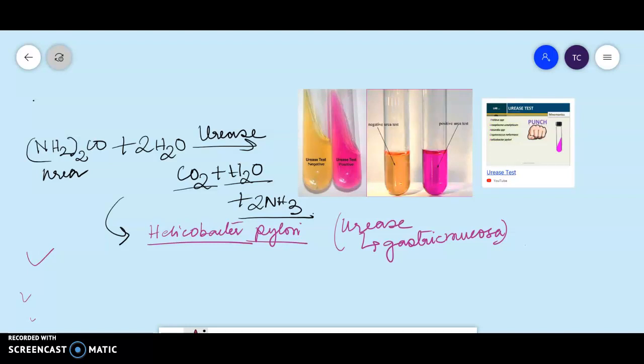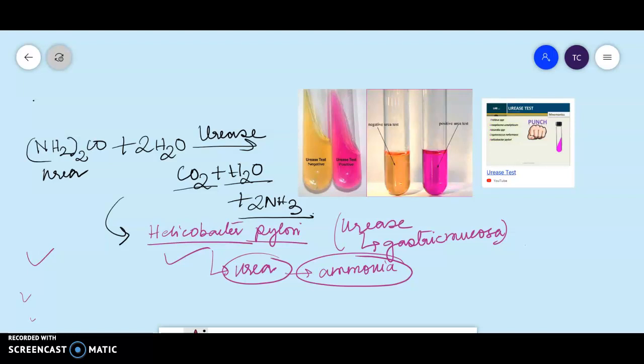The urease produced by this particular organism, Helicobacter pylori, will hydrolyze the urea, which is given to the patient, to ammonia, and you will be able to smell the presence of ammonia in his or her breath, which is also called your urea breath test. Okay, and that will raise the pH of the medium and change the color of the specimen from yellow to red.